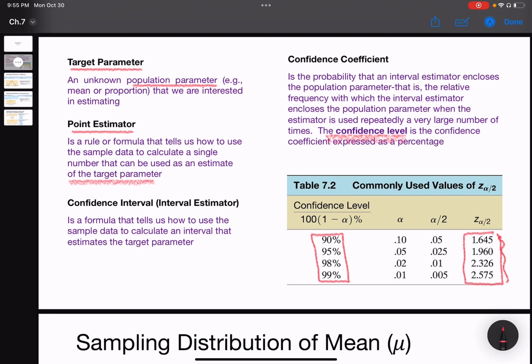At 90% confidence level, we have z alpha over 2 as 1.645, and at 95% we'll have z as 1.960, and 98% as 2.326, and 99% at 2.575. By increasing the confidence level, we can see the z is getting bigger, which means it's actually increasing the interval of the confidence.